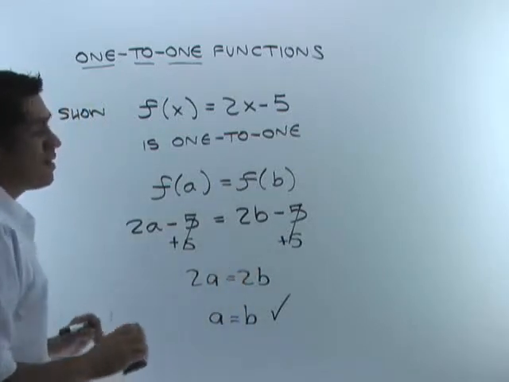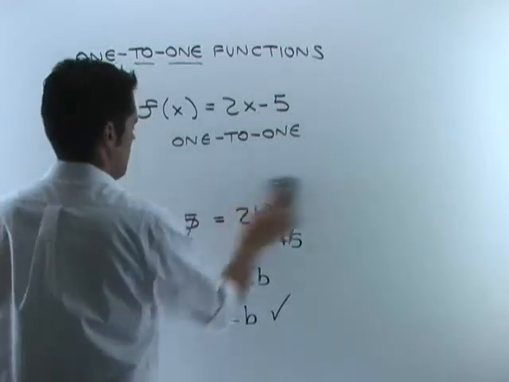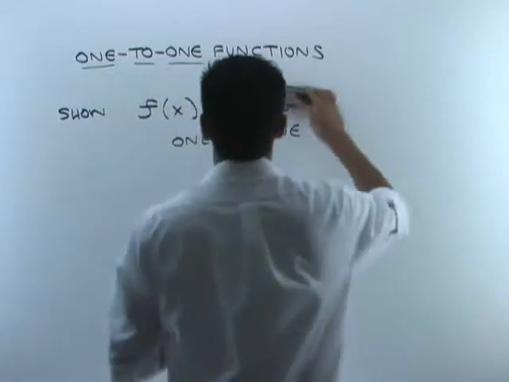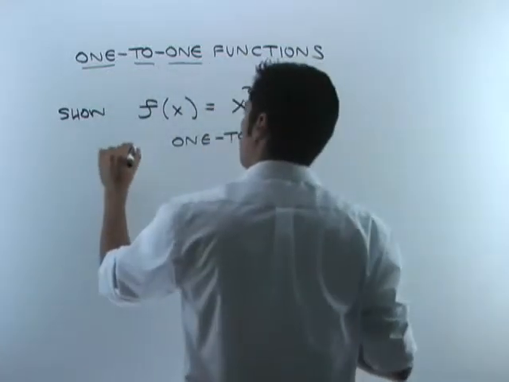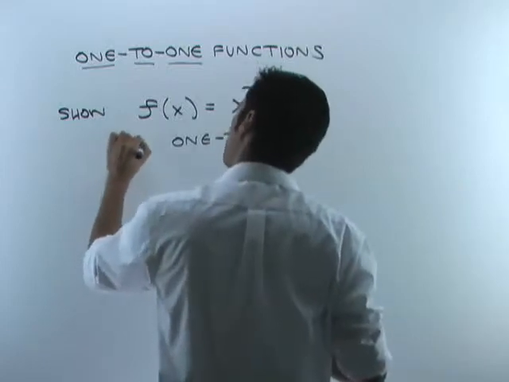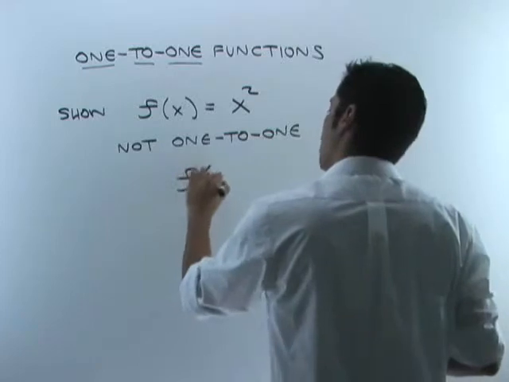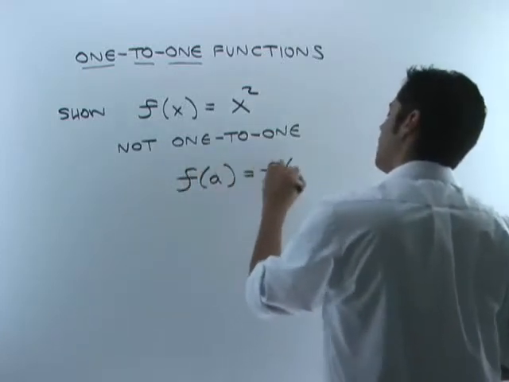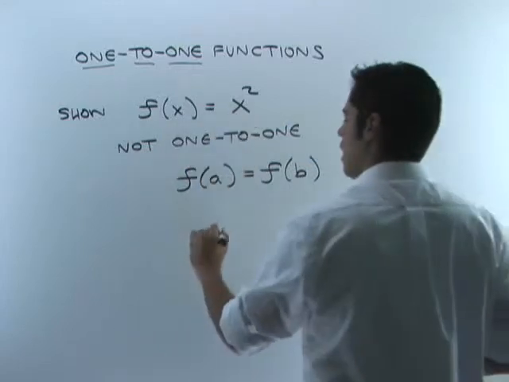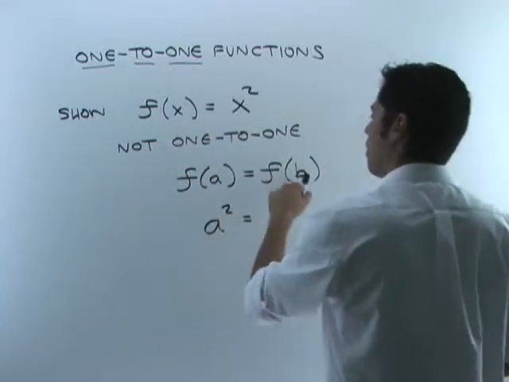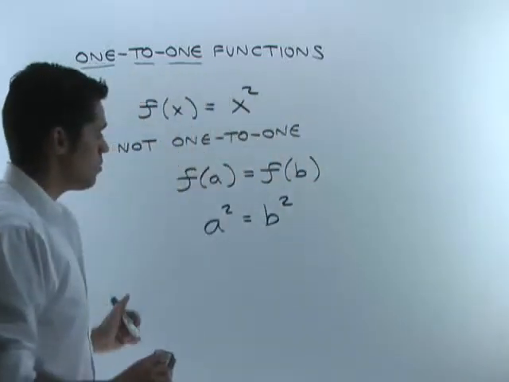Now let's take a look at something that is not a one-to-one function. What I'm going to look at is the function x squared, and I'm going to show that this is not one-to-one. So I start out with my first assumption. Let's just say that f of a equals f of b. So what's f of a? Plug a in here for x, you get a squared. On the other side, plug b in for x, you get b squared. So we're saying a squared must equal b squared.